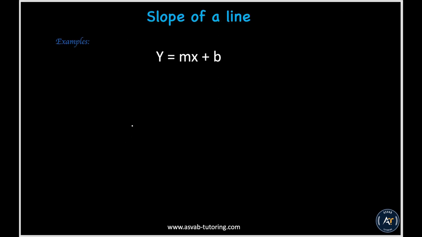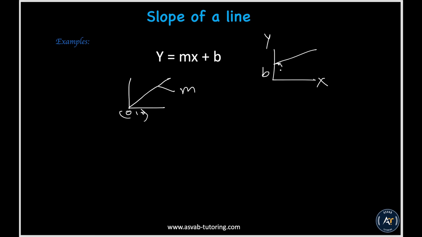So now we'll learn how to find the slope of a line, right? Let me just draw a little bit, so that will give you a little more clarification. So this is a straight line, right? This is 0, 0, and this is called the slope, right? But what is the y-intercept? The y-intercept means where this line connects to the y-axis. So this is x, this is y, and this is actually b. Okay, so this is the slope.